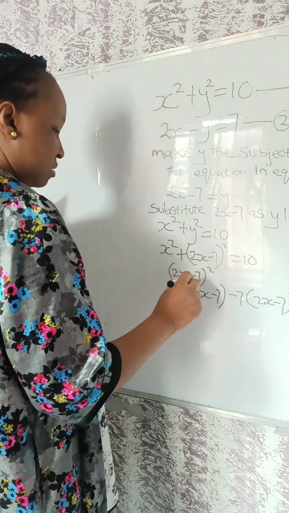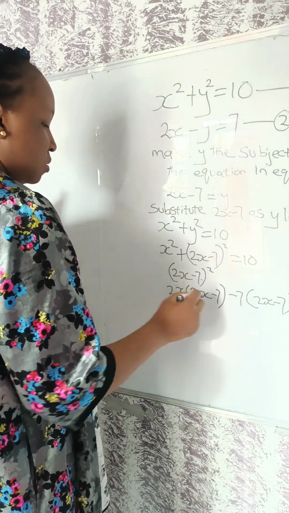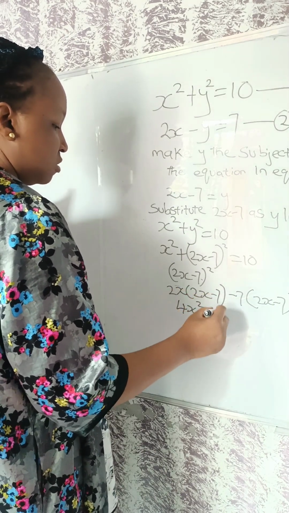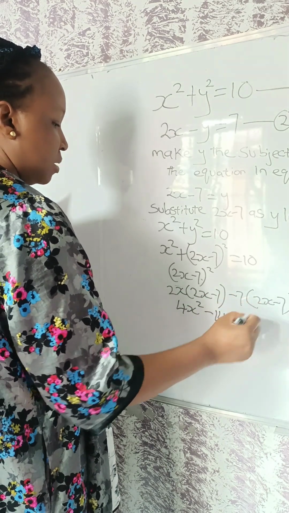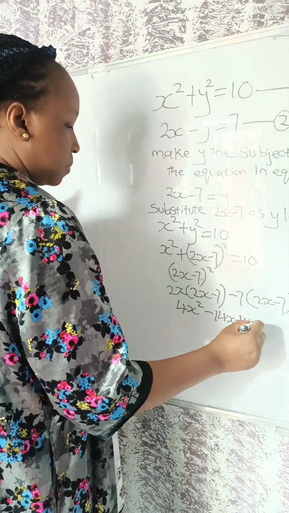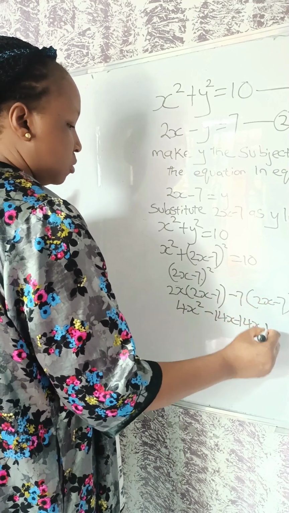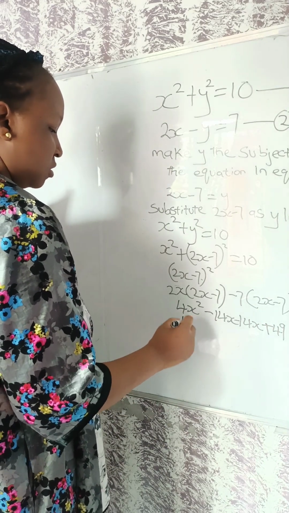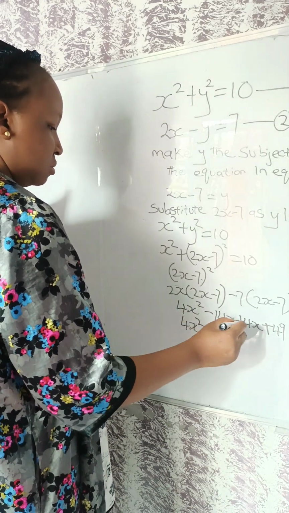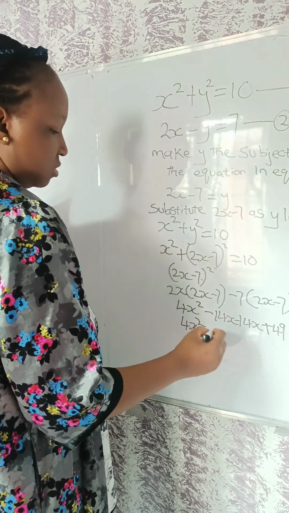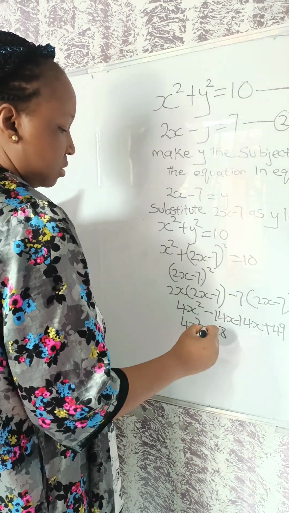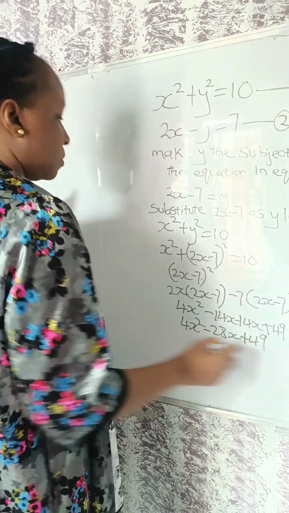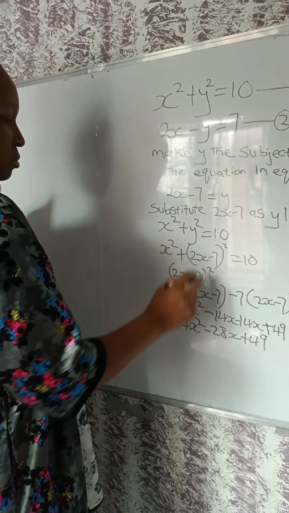Means 2x multiply this and minus 7 multiply this. So 2x multiply this, we have 4x squared, minus this multiply this, 14x. This multiply this, 14x, minus 14x, minus multiply minus becomes plus 49. So now we have 4x squared, minus 14 minus 14 is minus 28x, plus 49. So let's not forget, now we are done with solving this.